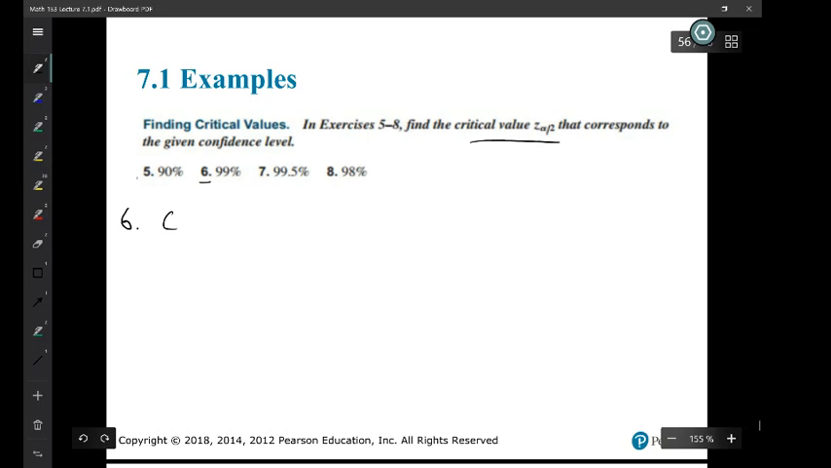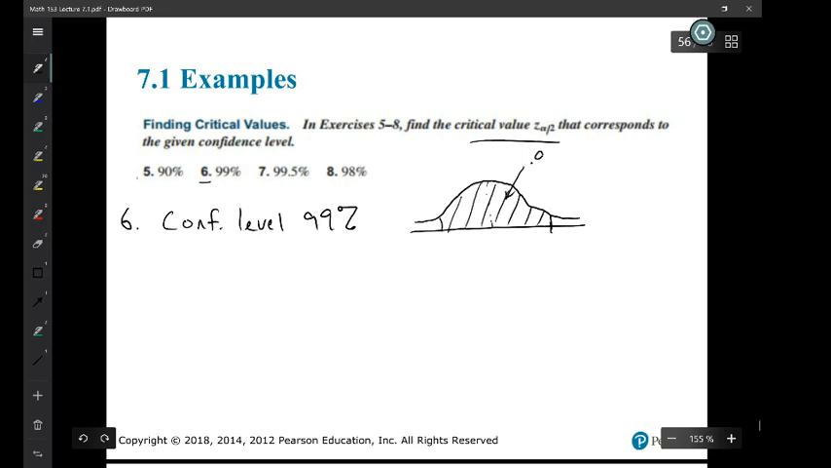So for a confidence level of 99%, then alpha over 2 is the area to the right of the z-score that is symmetrically marking off an area of 0.99 under the standard normal distribution. So altogether, this shaded area is 0.99.